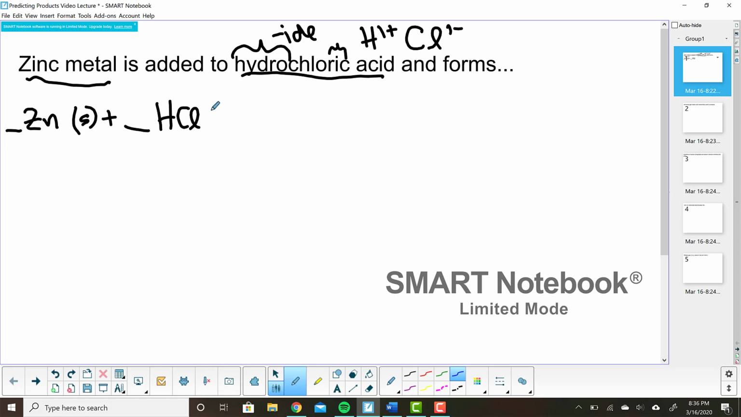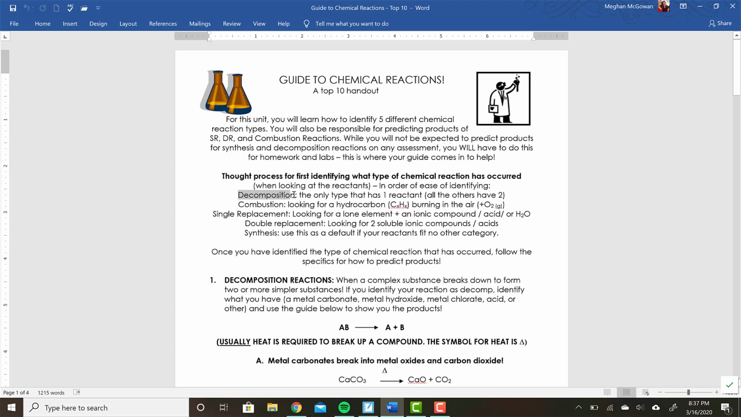Then, state of matter. All acids are aqueous. So you don't even have to do any thinking here. All acids are aqueous. And then we're going to form something. The question is obviously, what type of reaction have we formed here? Right? Do we have a decomposition reaction? No, because decomposition only has 1 reactant, and that is not what we have here. We have 2 reactants. We also do not have a combustion reaction because we don't have a hydrocarbon, we don't have oxygen.